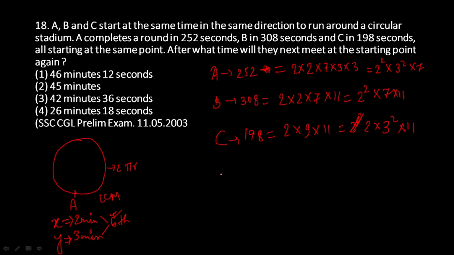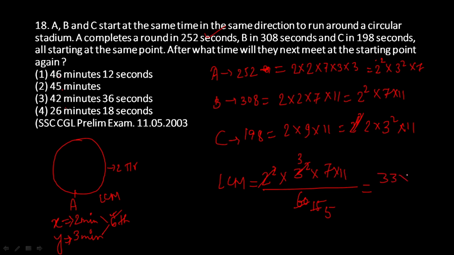So what will be the LCM? The maximum value of 2 is 2 square, then 3 square is the maximum value of 3, then 7, then 11, right? And these are all in seconds, but the question is in minutes and seconds. If we have to get it in minutes, we have to divide it by 60, right? In 60 it's 4, so 4, 15, 15 in 9 in 3, there will be 3 and 3 fives, so it will be 33 into 7 upon 5. It means 231 upon 5.